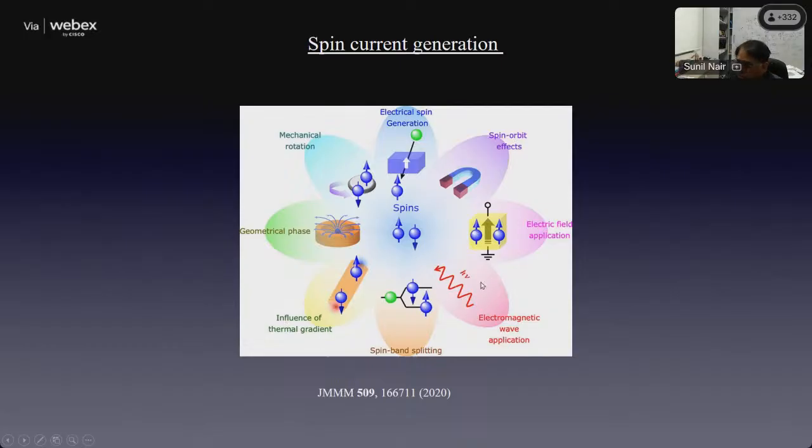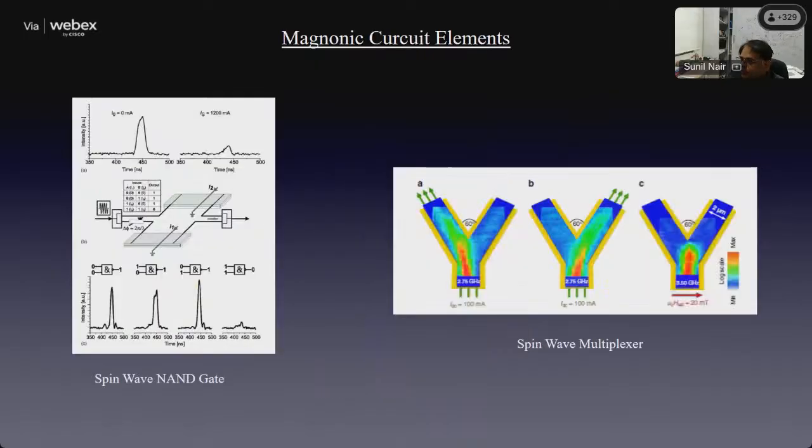You can shine microwaves, for instance. You can use electromagnetic wave application. You can apply electric fields. You can use spin-orbit effects. You can inject spins. You can even do mechanical rotations or use other geometric phases to drive spin currents in solids. So this actually gives you a wide array of means to generate spin currents. And this is important because if one eventually reaches a device level, it would be interesting to see which one is the most efficient means of generating spin currents in solids, right? And there has been a fair bit of progress in this area.